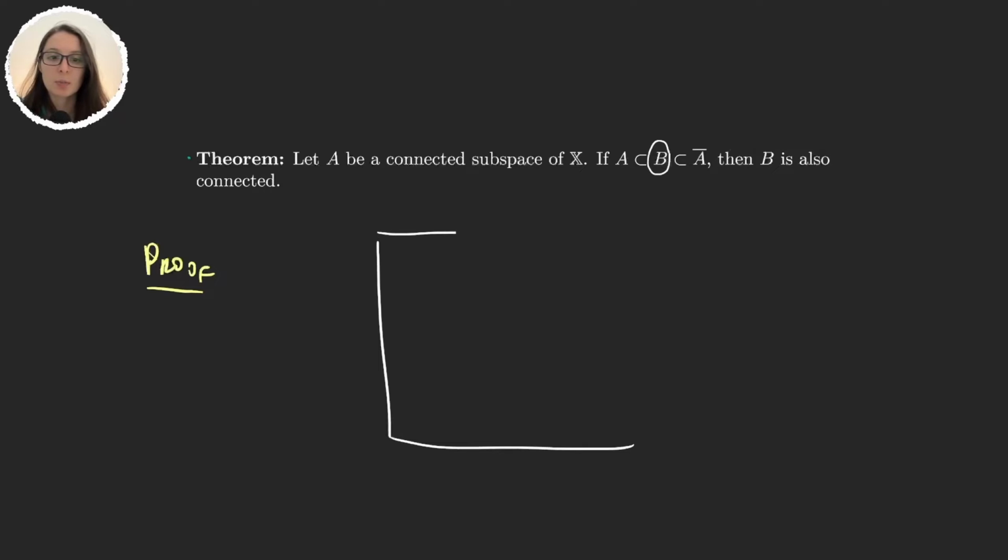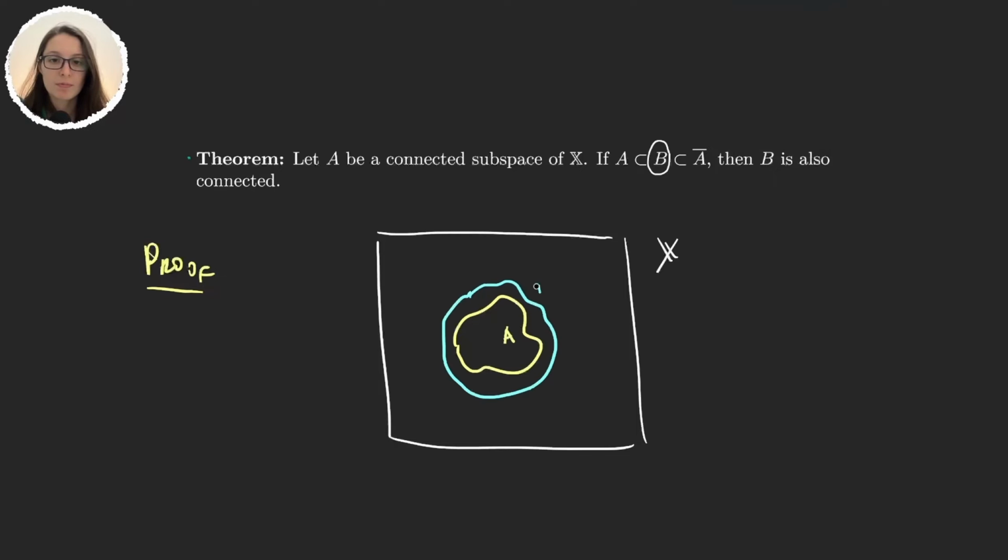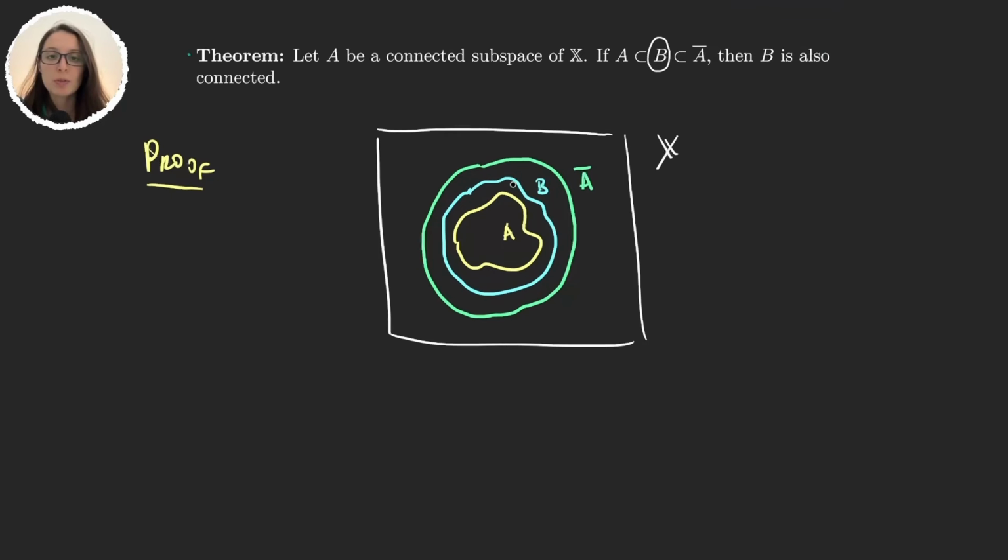We have here our space, our set A, then there's B, and finally we have here the closure of A. So to prove the theorem, we will suppose that B is not connected and try and reach a contradiction.